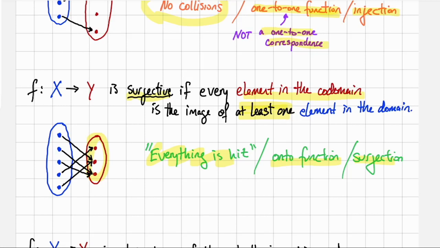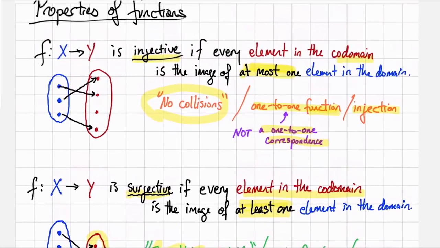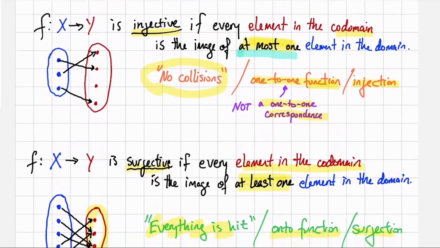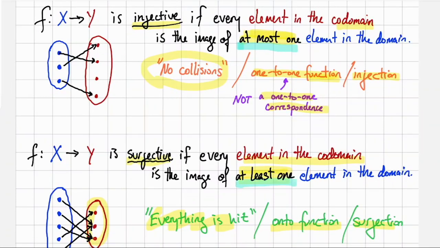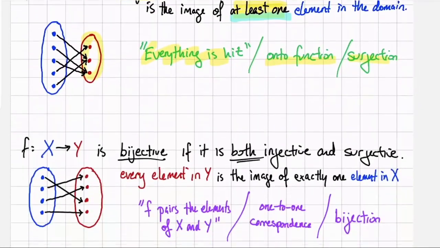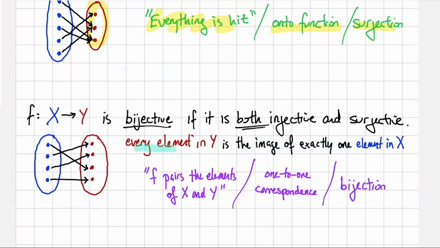In this video, we're going to talk about what happens if something is both injective and surjective at the same time. That is, every element in the codomain is the image of at most one element in the domain and at least one element in the domain. In other words, every element in the codomain is the image of exactly one element in the domain. We call this a bijective function. A function is bijective if it is both injective and surjective.